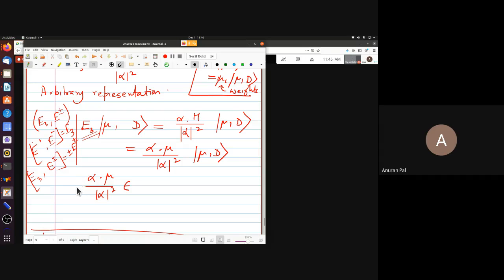So E3 is acting on the state mu comma D. This is not the same representation as before; it is an arbitrary representation. E3 acts on a state. So mu comma D are simultaneous eigenstates of all the HIs corresponding to the weights mu I. We take a particular combination of HIs, namely E3, corresponding to the root alpha, and we form alpha dot H by alpha mod square, and we get alpha dot mu by alpha mod square as the eigenvalue for E3.